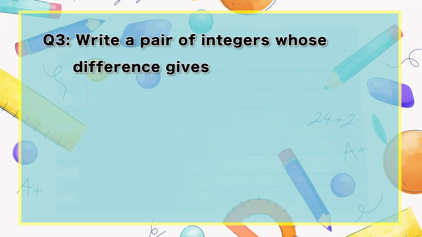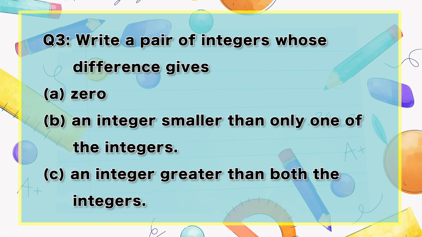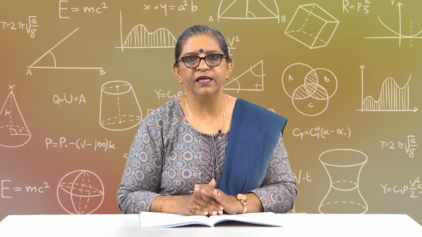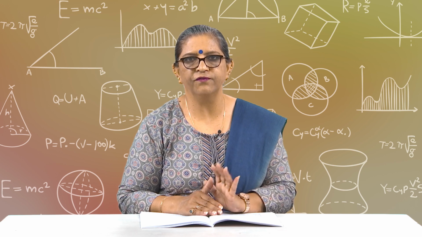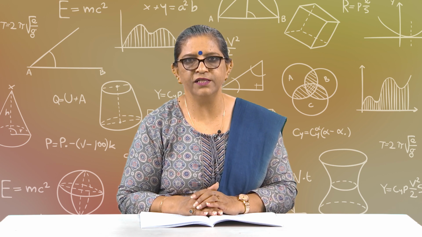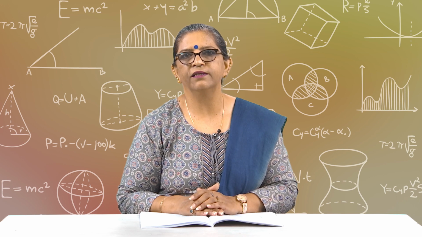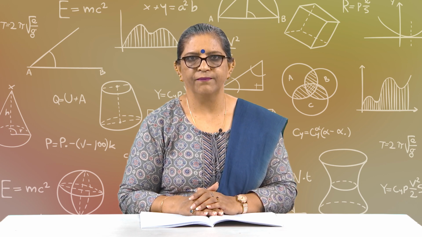And the next question, write a pair of integers whose difference gives 0, or an integer smaller than only one of the integers, or an integer greater than both the integers. Here also, just take up the hint, think of the required integer first, then select the pair of integers, subtract them to get the required integer.